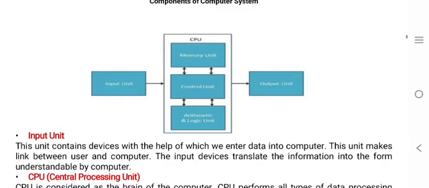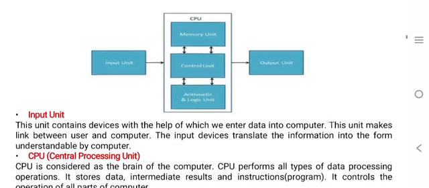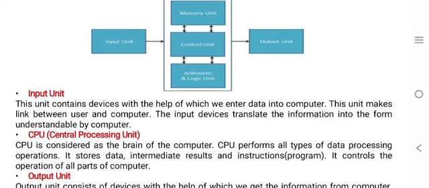Now the next one is the components of computer system. A computer system consists of three main units: input unit, central processing unit, and the output unit. Input unit helps us to enter the data, for example using keyboard or mouse. CPU is also called the brain of the computer that processes the data and controls all the operations. And the last one is the output unit. The output unit is basically used to display or print the processed information, such as on a monitor or a printer, called the output unit.